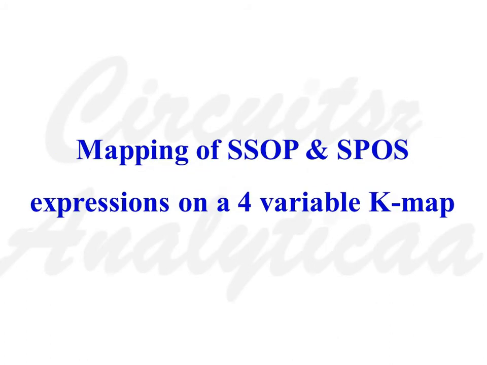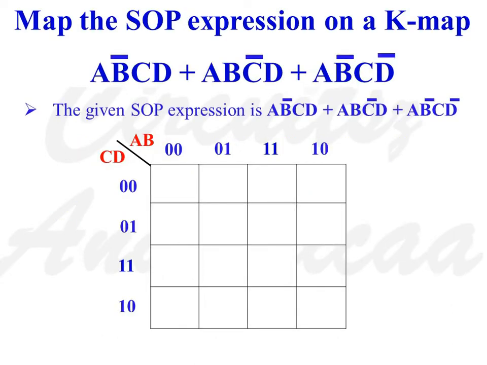In this tutorial, we will be discussing the mapping of standard sum of product and standard product of sum expressions on a 4-variable K-map. First problem: map the SOP expression on a K-map. The SOP expression given is AB bar CD plus AB C bar D plus A B bar C D bar.